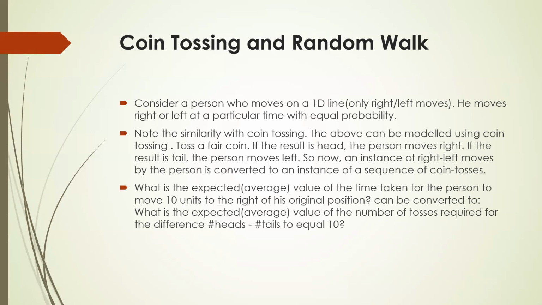Why is this so? Because at any instant of time, the position of the person is given by the number of rights minus the number of lefts. If the person has moved 3 right and 2 left in some order, then his position must be 1 unit away from the starting position towards the right.